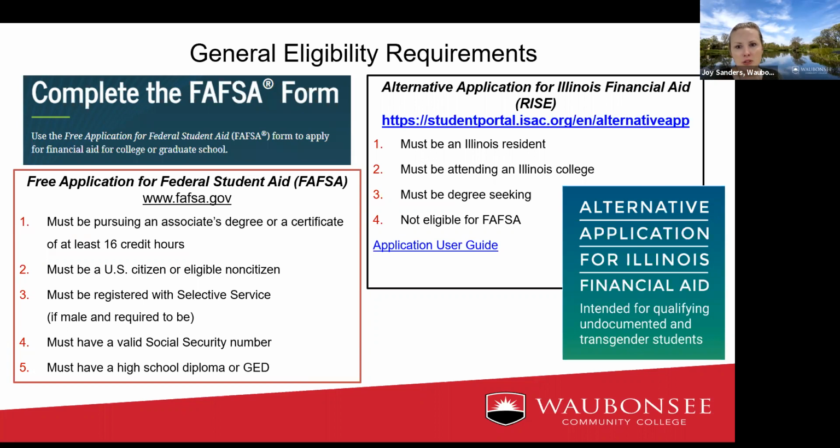So to be able to do that alternative application, the qualifications are: you have to be an Illinois resident, you have to be attending an Illinois college, you must be seeking a degree, and you cannot be eligible for the FAFSA. So on these two things, you're doing one or the other. You would not complete the FAFSA and the alternative application. It would be an or.